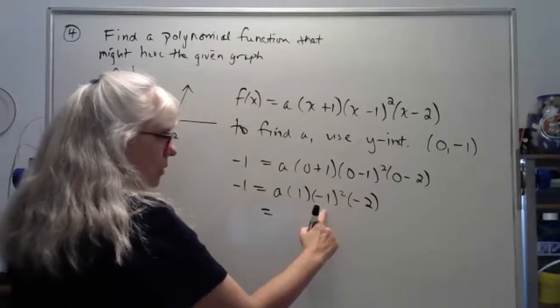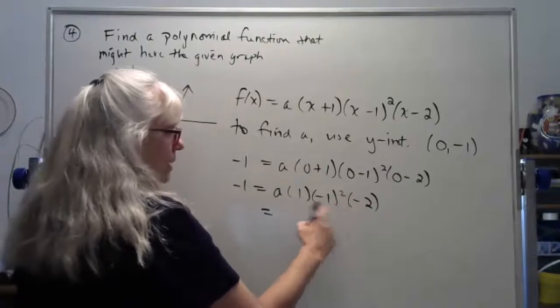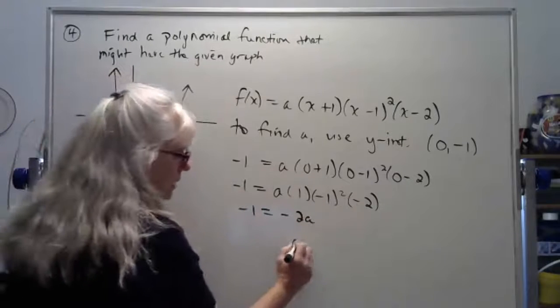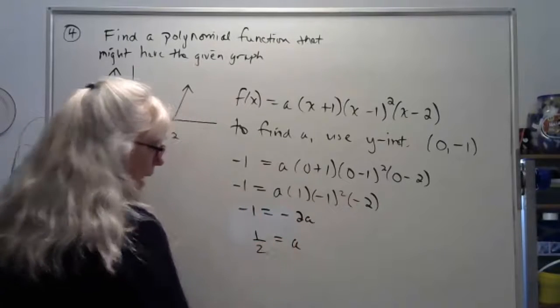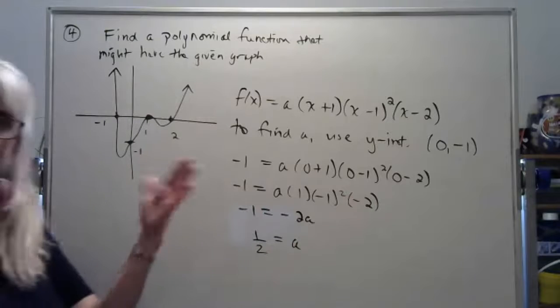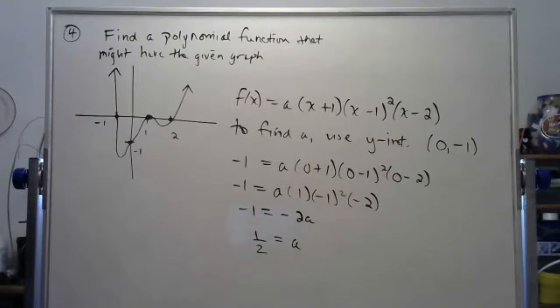So that (-1) squared will be positive. The 1 times the -2 is going to give me a -2. So then a is going to be equal to 1/2. So I've now found my leading coefficient. So that tells me that this thing's narrower than it would normally be.